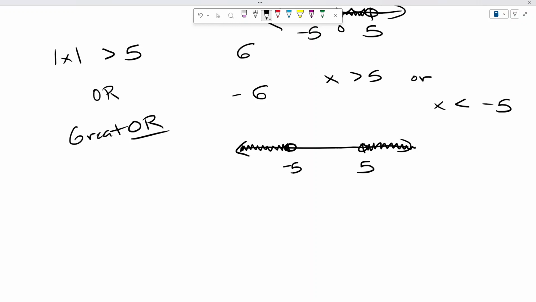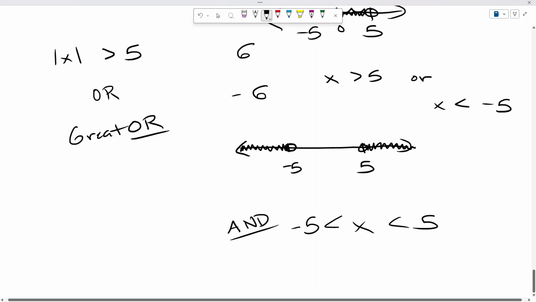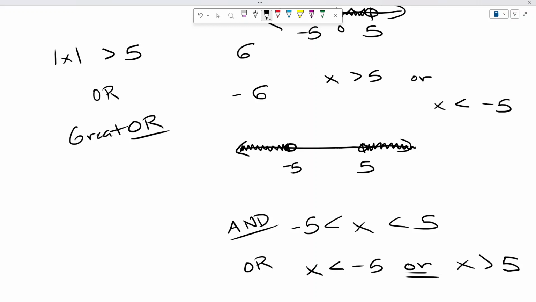The less than and, you'd have something like this, sandwiched between 2 points, and a great or going off in two different directions. x less than -5 or x greater than 5. So less than, great or. If you can remember that, that could be useful for remembering, especially what your number line will look like. So let's take a look at this example here.